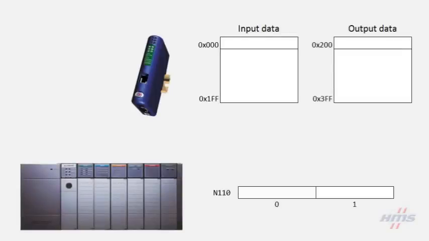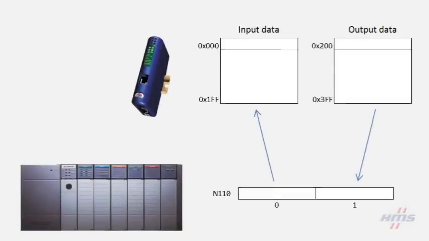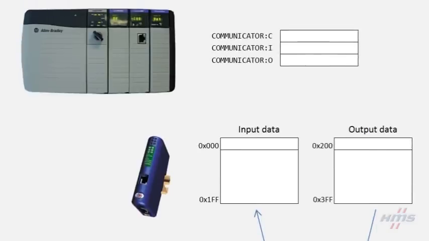Data will be exchanged cyclically between the communicator and the SLC. It will also be exchanged cyclically between the ControlLogix and the communicator. Besides that, the ControlLogix ladder program will cause the 16 input bits to be inverted before they are moved to the output bits.